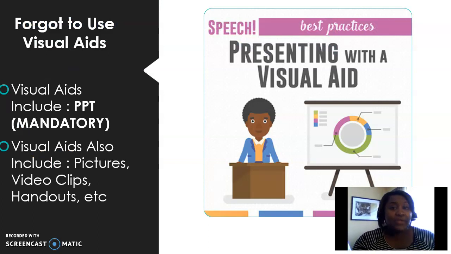PowerPoints are mandatory when it comes to your speeches for the informative and persuasive. Mandatory. They have to be there. What you need to do is that you can just attach it when you actually put your link up on the assignments tab, attach your PowerPoint as well.